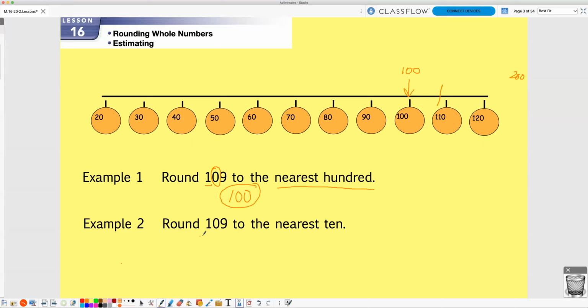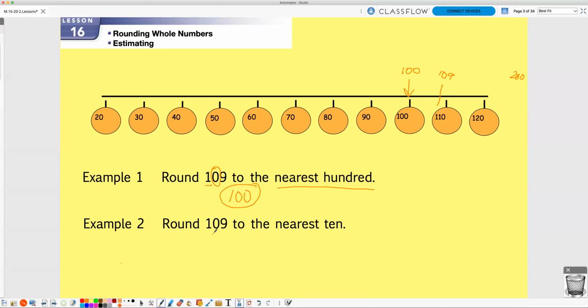How about rounding 109 to the nearest 10? Well, 109 is right here again. So if this is 109, the nearest 10 is either 110 or 100. I know 100 is 10 tens, so it's still considered a 10 value. The nearest 10 is 100 or 110.